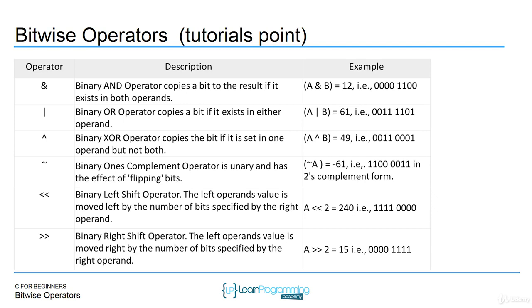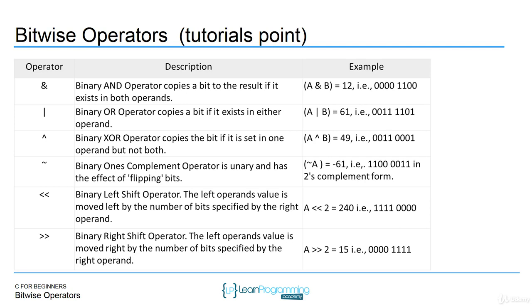So if A and B is equal to 12, you're going to have a binary representation of 00001100. So A and B would be that number. And we'll go through some examples. A binary OR copies a bit if it exists in either operand. So A or B will copy a bit if it exists in either operand. So if either operand is equal to 1, it will copy a bit.